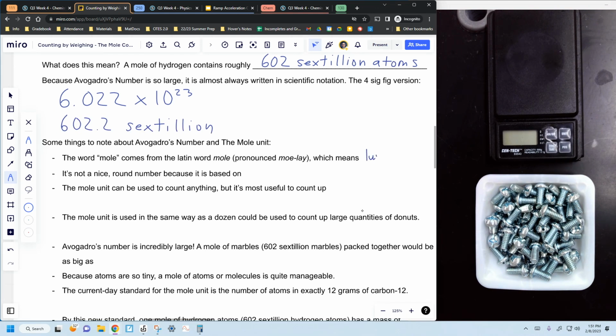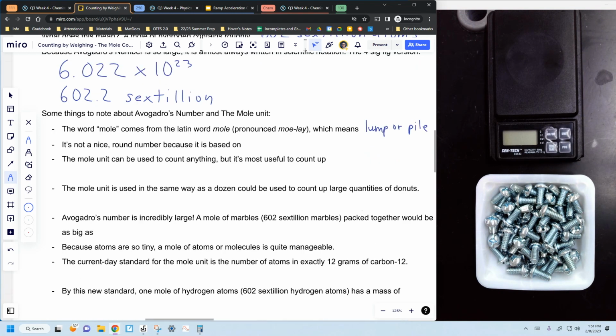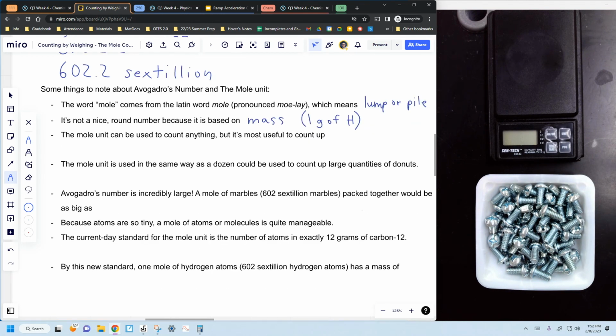Some things that are useful to know about Avogadro's number and the mole unit. First of all, the word mole seems a little bit strange. It comes from the Latin word mole, which means a lump or pile. You can think of it as a special pile of atoms that always has a certain quantity. It's not a nice round number because it's based on mass, just like our boxes in the previous example were based on mass. Remember, the initial meaning of a mole was the number of atoms in 1 gram of hydrogen. The mole unit can be used to count up anything, but it's most useful to count up atoms, molecules, or formula units in a chemical sample.